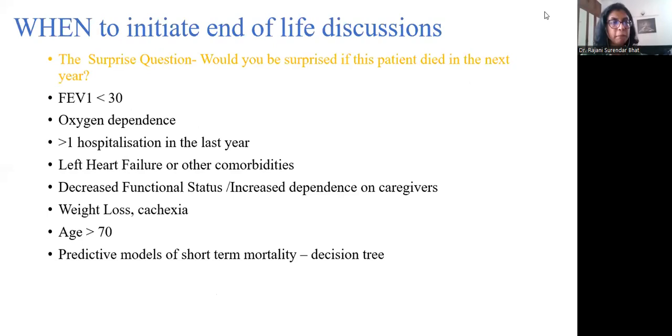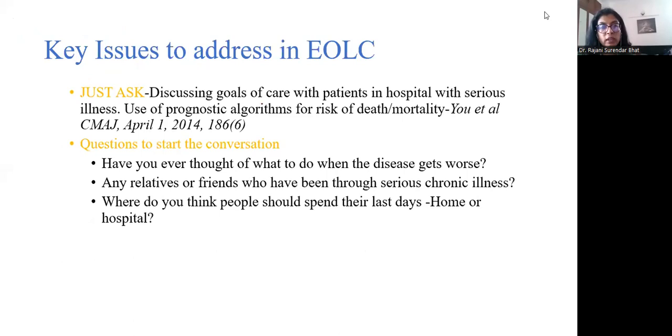When you see a patient getting admitted repeatedly, then you know that this is time to have that conversation about what would they want, what would their wishes be? Have they had a loved one who has had a severe illness? There are many ways of broaching this conversation, but if they have oxygen dependence and more than one hospitalization, then we need to start looking at it. The key issue to address is to ask the patient what's important to them. Where do you think is the best place to be at the end of our lives? They will tell you, and that's a way of delving further into their wishes for the end of life.